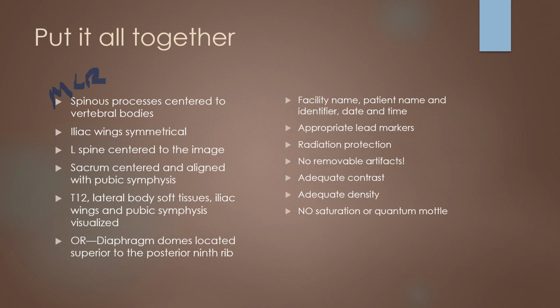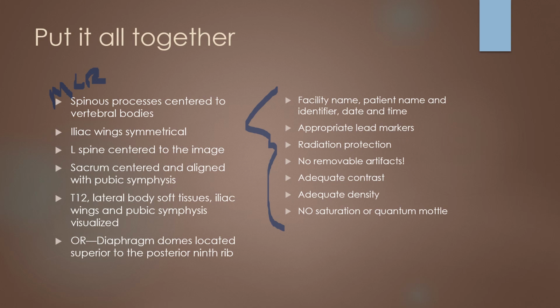T12 and the lateral body soft tissues, iliac wings, and pubic symphysis are visualized on our supine, whereas on our erect, our diaphragm domes are located superior to the post-ninth rib. We also need to make sure that we have all of that facility name, patient name, all the legalities, so that we are in good shape there.